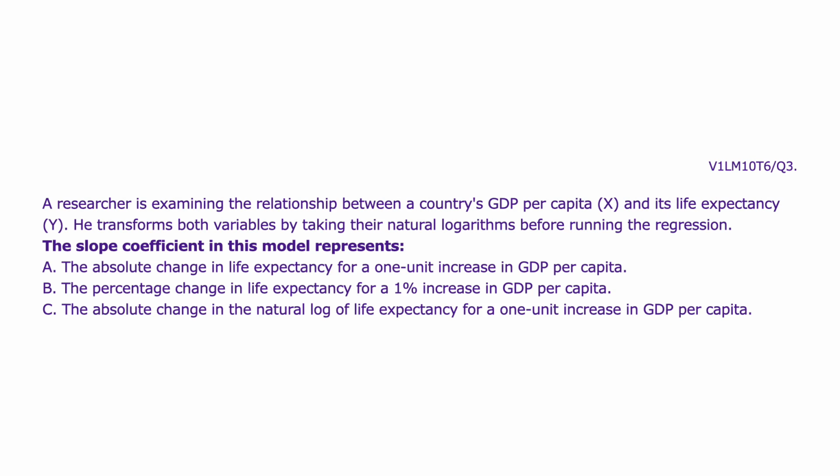A researcher is examining the relationship between a country's GDP per capita, X, and its life expectancy, Y. He transforms both variables by taking their natural logarithms before running the regression. The slope coefficient in this model represents A, the absolute change in life expectancy for a 1-unit increase in GDP per capita. B, the percentage change in life expectancy for a 1% increase in GDP per capita. C, the absolute change in the natural log of life expectancy for a 1-unit increase in GDP per capita.